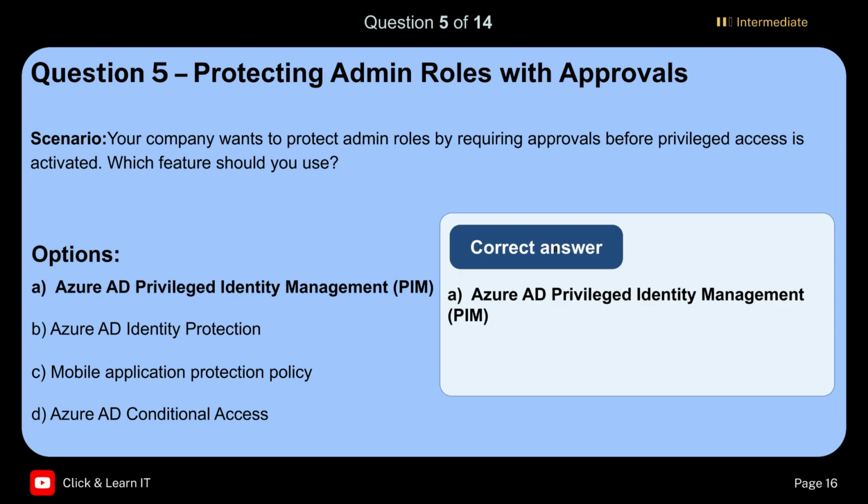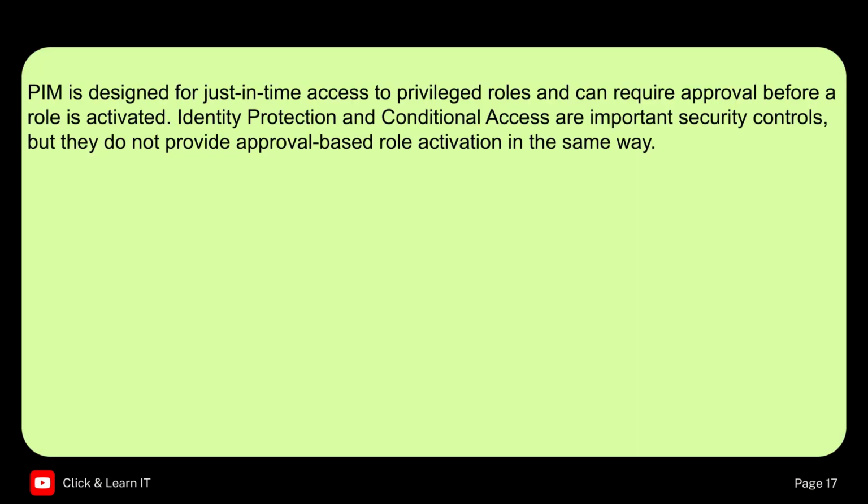The correct answer is A, Azure AD Privileged Identity Management, or PIM. PIM is designed for just-in-time access to privileged roles and can require approval before a role is activated. Identity Protection and Conditional Access, while important controls, do not provide approval-based role activation in the same way.